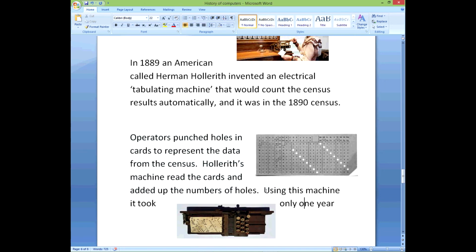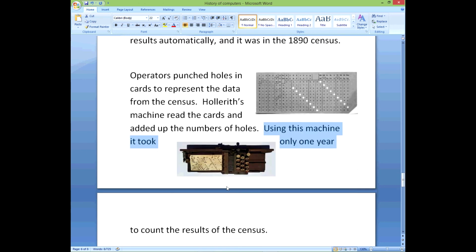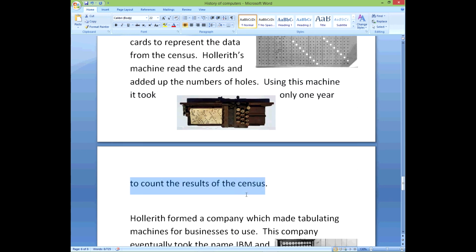Using this machine, it took only what? 1 year to count the results of the census. And here we can see a picture of the Hollerith machine. Here's the paper with the holes that the machine is going to count.